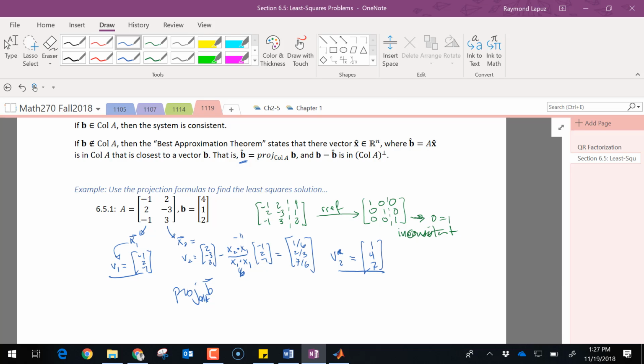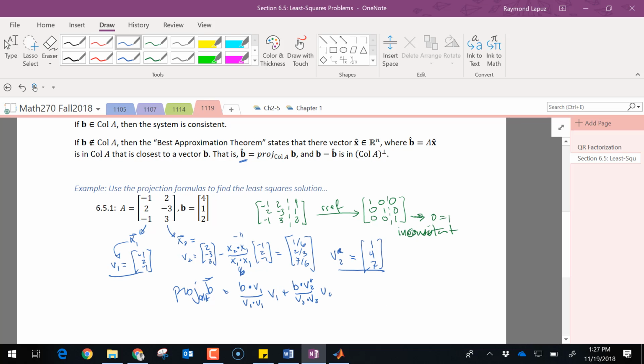Then the projection is the one without a minus sign. So the projection is going to be B dotted with V1 divided by V1 dotted with V1 times V1, plus B dotted with V2, and we'll use V2 star instead of V2 because it'll adjust itself anyway. We'll use V2 star just to make our computations a little bit easier for ourselves. Okay, so let's find out what this vector is.